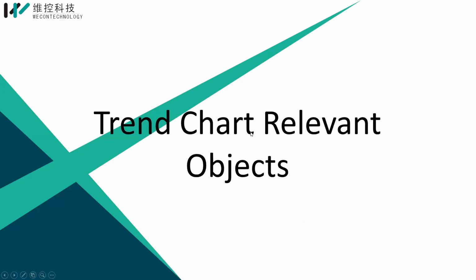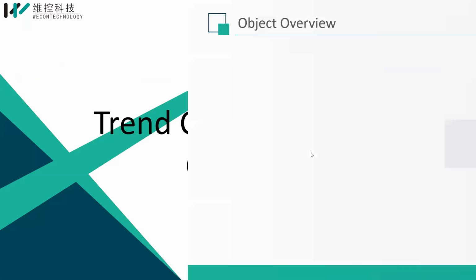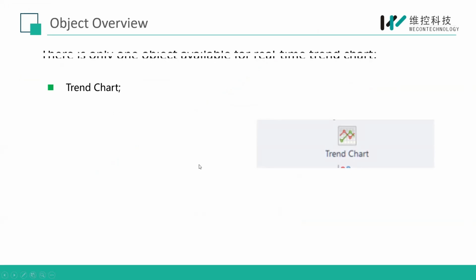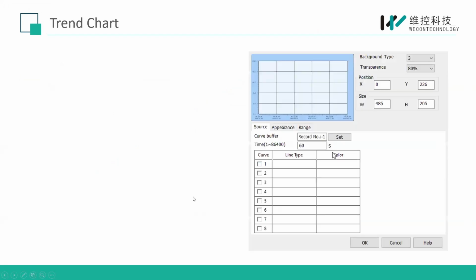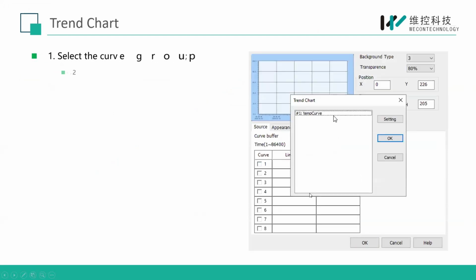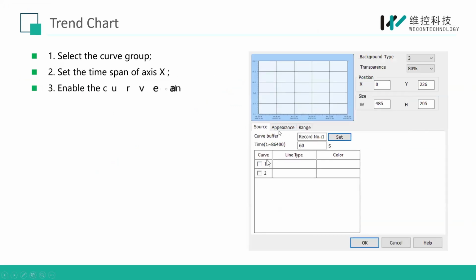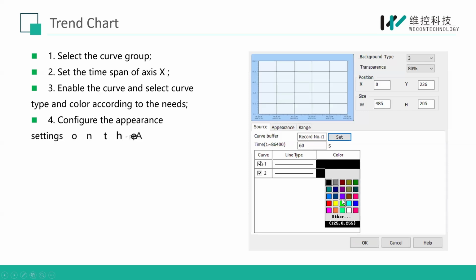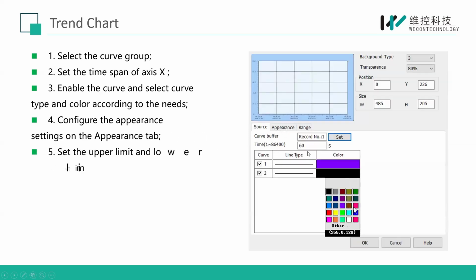And the trend chart relevant objects. So this one is in our right side object toolbar. You can see this option to take a trend chart. There is only one object available for the real-time trend chart. So this is the setting. How can you configure it? You have to click on this button.